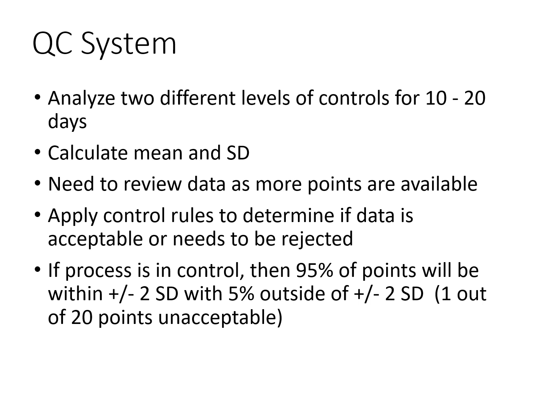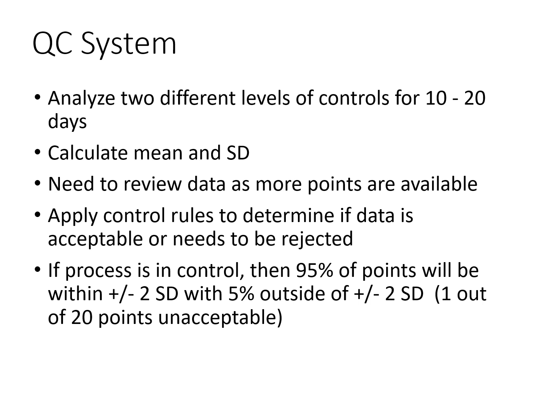So again, your quality control system typically is going to analyze 2 different levels of control for 10 to 20 days. Typically, if you're adjusting for a new standard deviation, you need at least 20 points of data. You're going to calculate the mean and the standard deviation. You may need to review data as more becomes available. We're going to apply those control rules to determine if your data is acceptable or needs to be rejected.